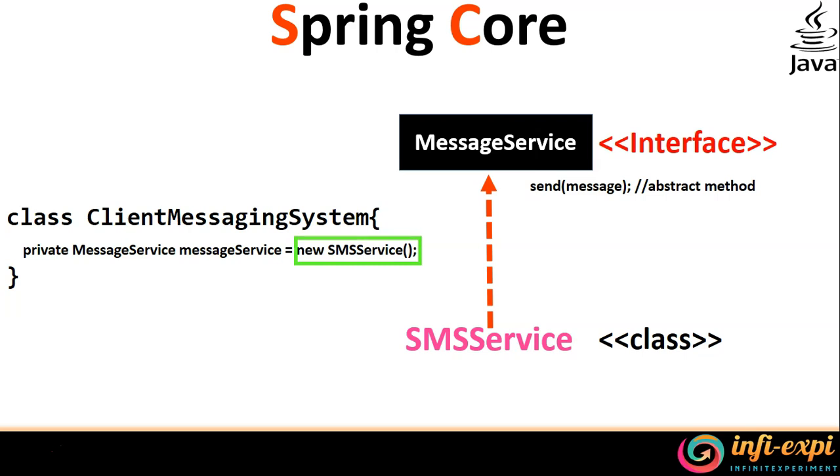That's very important to note down. In this use case, what you're seeing here is we have injected an instance which is manually created. Manually, the instance got created and it's been injected inside this client messaging system. So what the client messaging system needs is nothing but an instance of an SMS service, and the SMS service instance is injected into this client messaging system class.